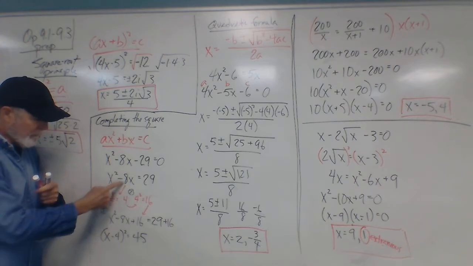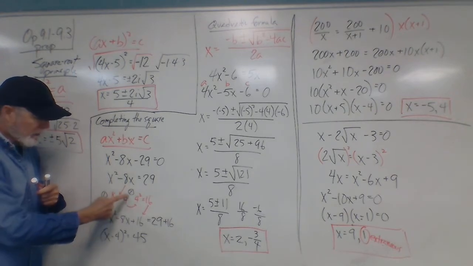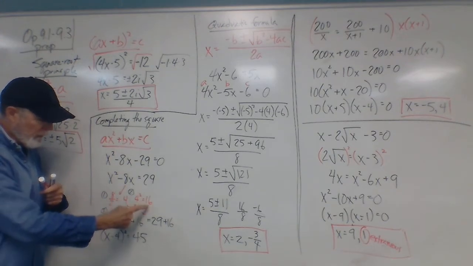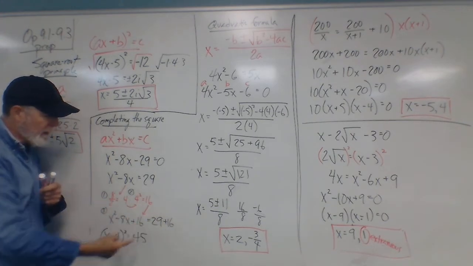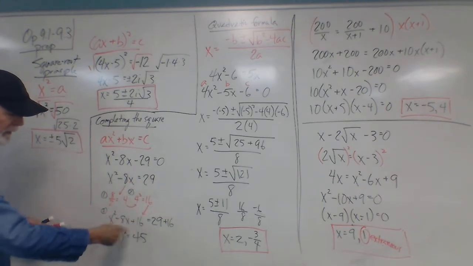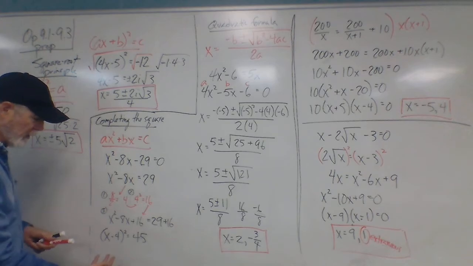Step 1, divide B by 2. Step 2, square what I get. So 8 divided by 2 is 4. 4 squared is 16. Then I'm going to add 16 to both sides up here. So when I do, what I've got here now is a perfect square trinomial.